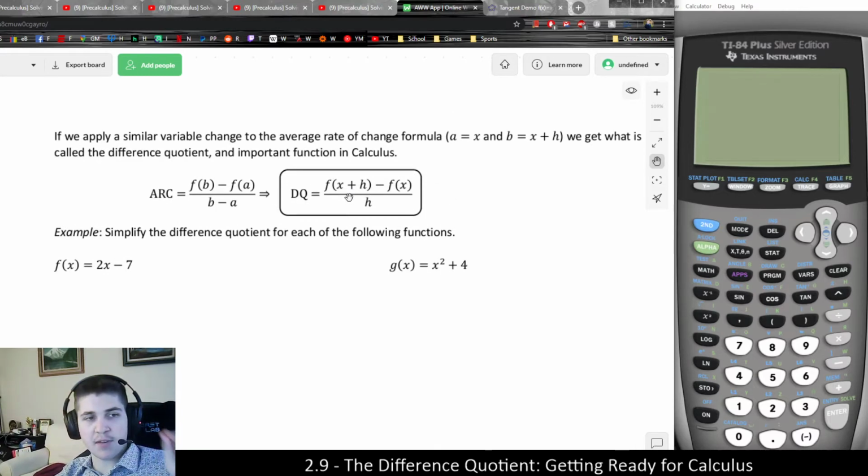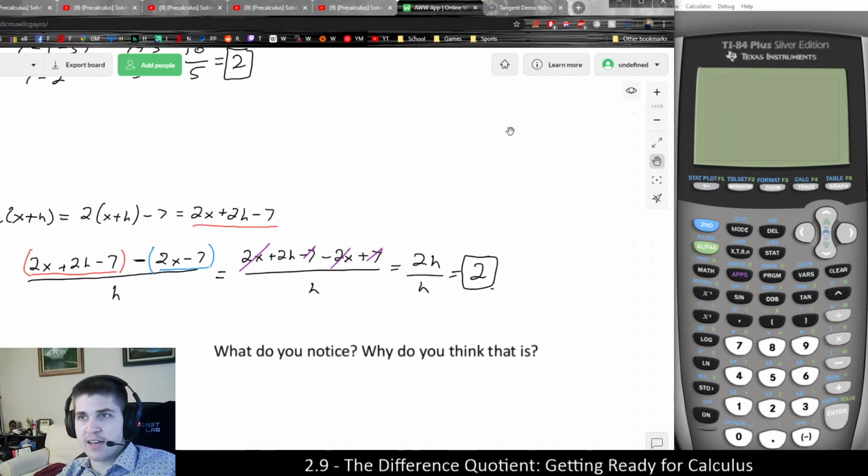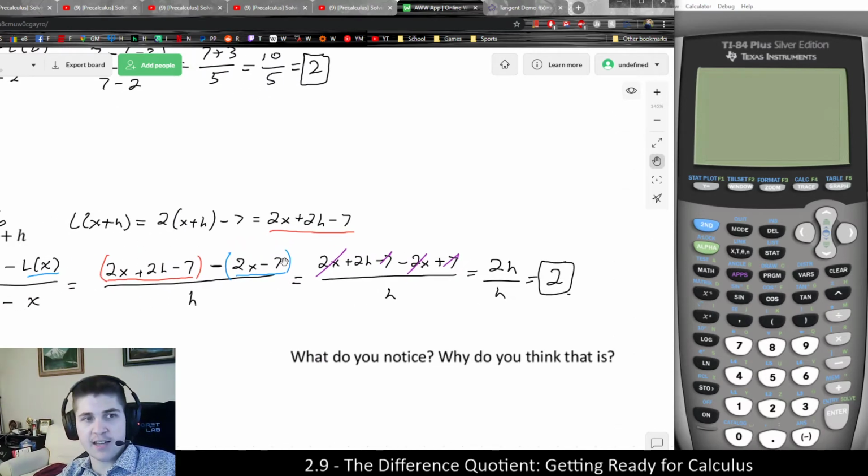It's the difference between f of x plus h and f of x, all divided by h. But what I wanted you to notice is that it's really the same formula as the average rate of change formula, but instead we use a equal to x and b equal to x plus h. What happens is we have x plus h minus x, which leaves us with just h in the denominator, just as we did down here. And then in the top, what we're left with is f of x plus h minus f of x, which will often have a cancellation of many common terms.